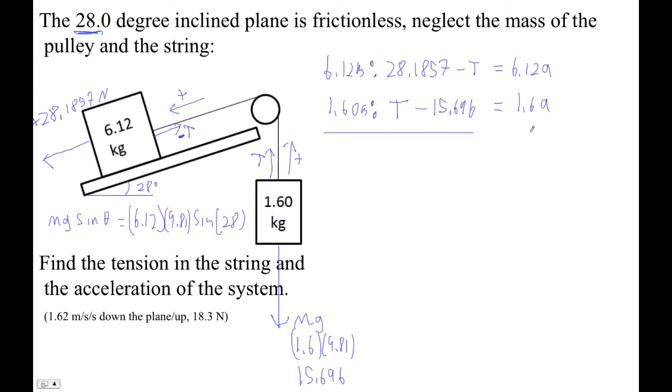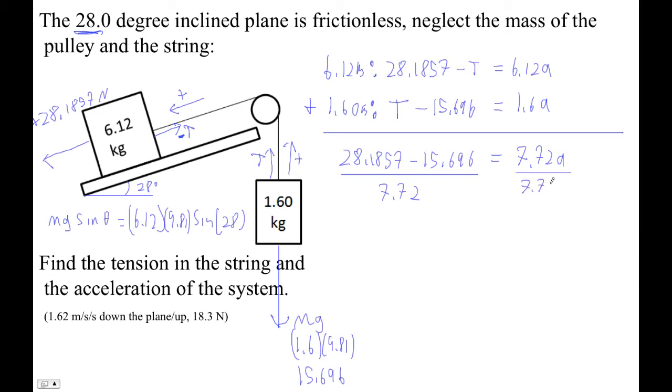We'll do the same thing we always do with these things, which is just add them up. So 6.12 plus 1.6 is 7.72. If we add these together, we've got negative t and positive t, so the t's go away, but we do end up with 28.1857 minus 15.696 equals 7.72a. And then, of course, we can just divide both sides by 7.72 and we can get our a.